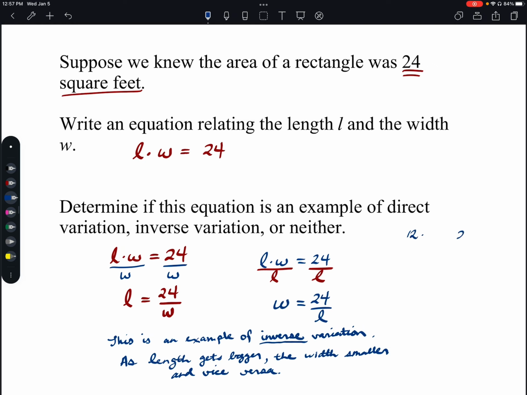So that means in order for my area to be 24, if my length was 12, my width would have to be 2. Okay, well, if we decrease our length and make it 6, that means we're going to have to increase our width to 4, right? So as the L goes down, the W goes up. 6 times 4 gives us 24. So as one of our quantities gets either smaller or bigger, the other one's going to do the opposite, because we still have that product of 24.